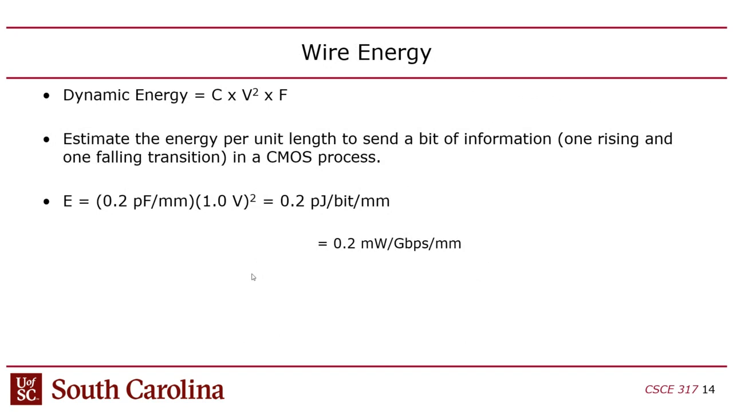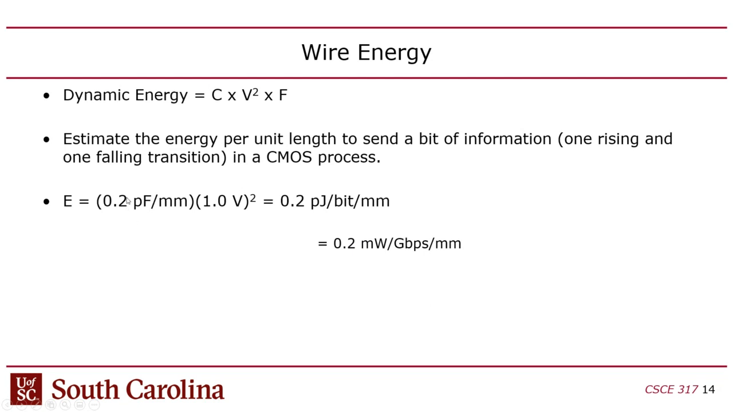Okay, and then we talked about wire energy last time. So the dynamic energy, which is actually also known as power, would be capacitance times voltage squared times frequency. In this case, though, if you take the frequency out, and just multiply capacitance by voltage squared, you're going to get how much energy is required per bit or per bit flip. And so you can either multiply that by frequency to get the power, or you can keep it in terms of energy per bit.